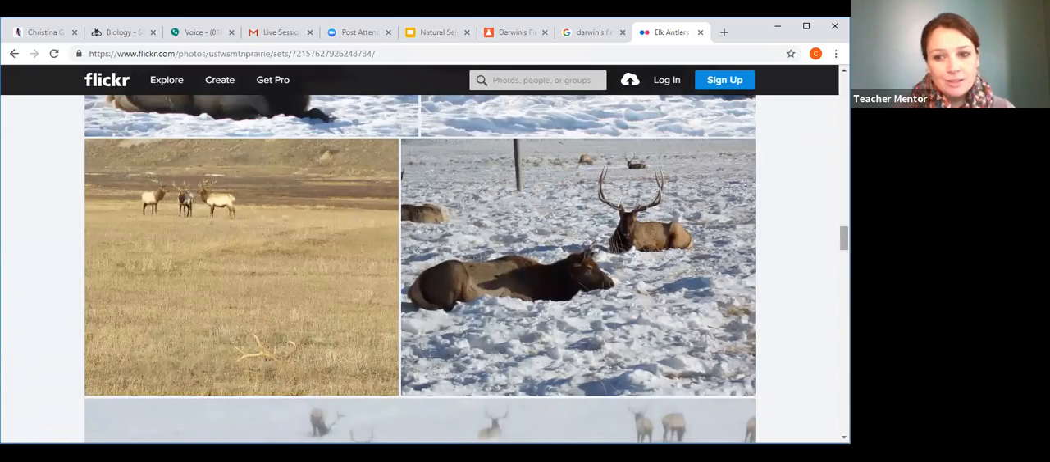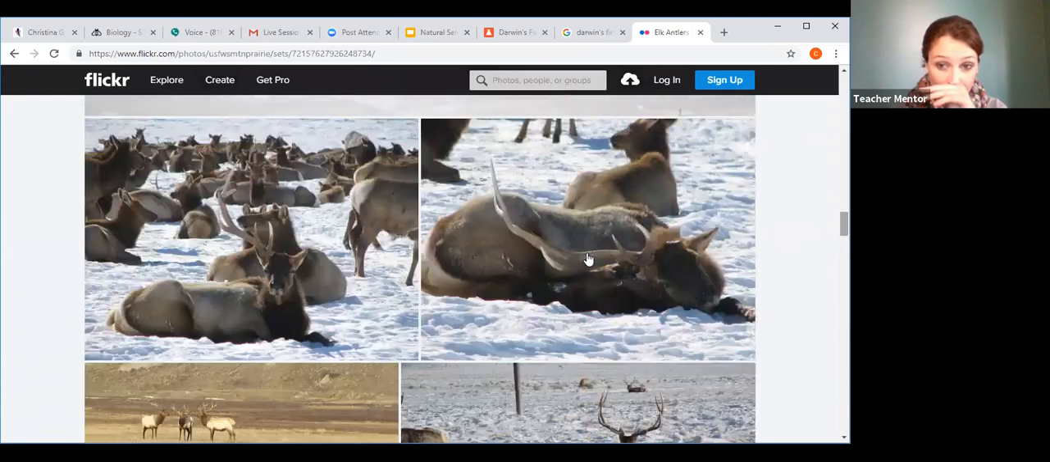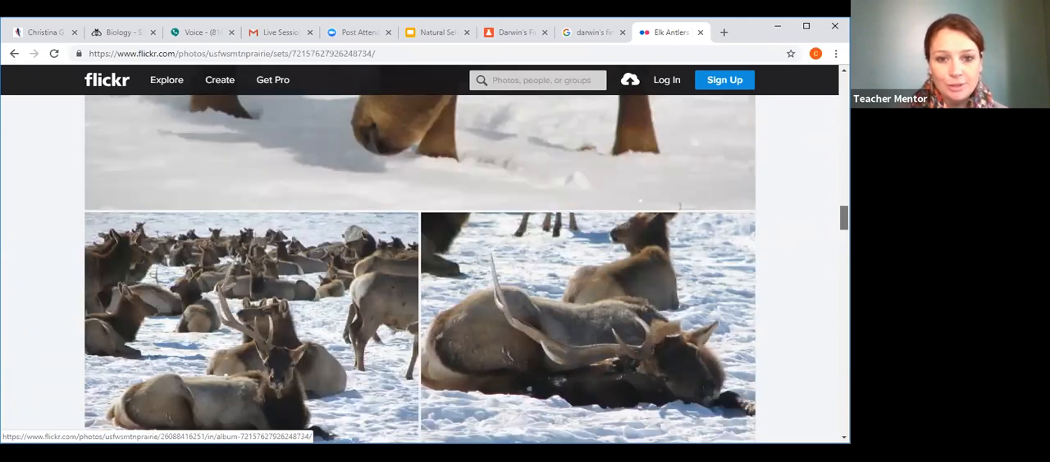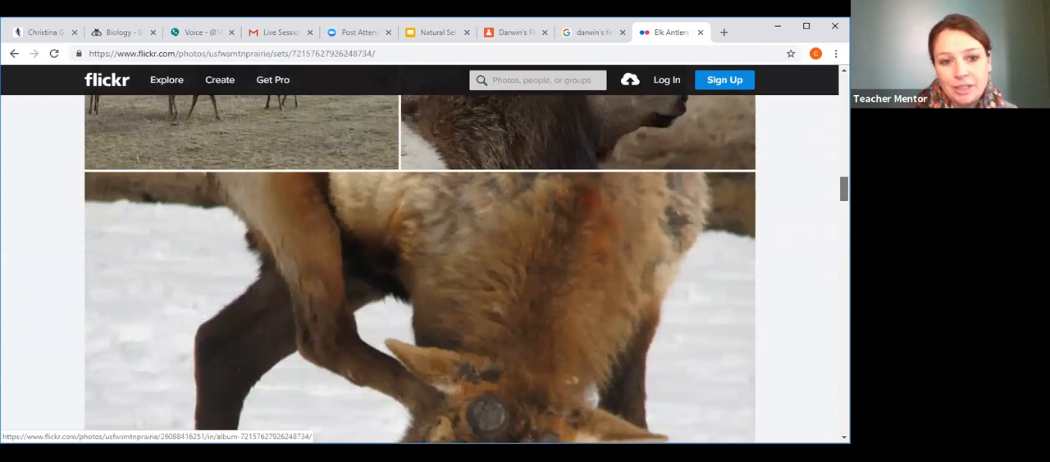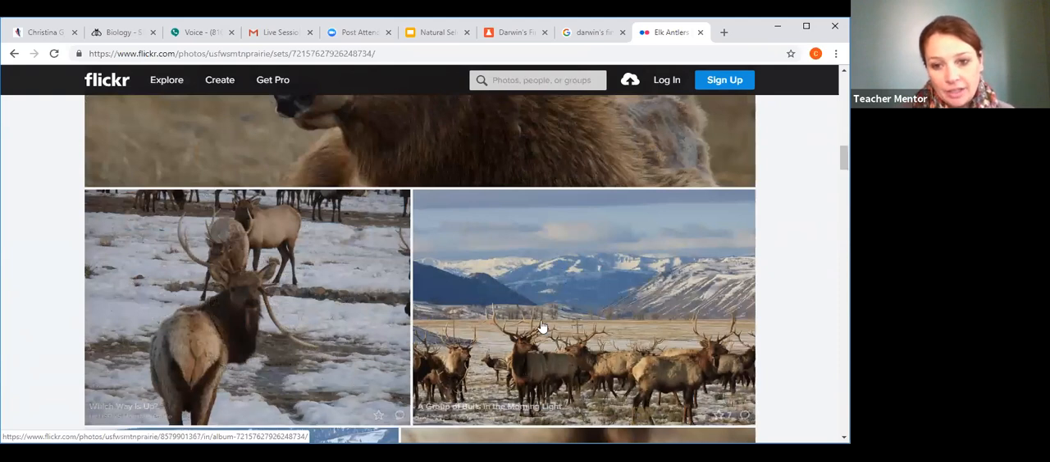So just another example of the favorable versus unfavorable. Here we have an unfavorable trait of a single antler. Okay. So again, very interesting. Here's another example of a chandelier. Here is a series of different bulls with their symmetrical antlers.